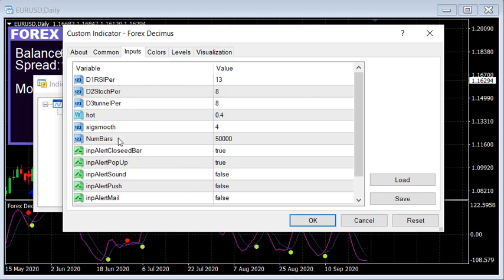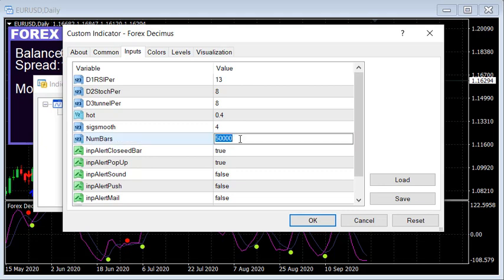When you get it, you basically just load it as is, except for one thing. Over here we have number bars, and the number bars default is 500. Now, if you're using a Renko chart, or a lower time frame chart like the 1 minute or the 5 minute chart, you're not even going to scroll back a couple of days. You're going to get about half a day's worth of 1 minute chart, and maybe 2 days worth of the 5 minute chart. Change that to like 50,000.